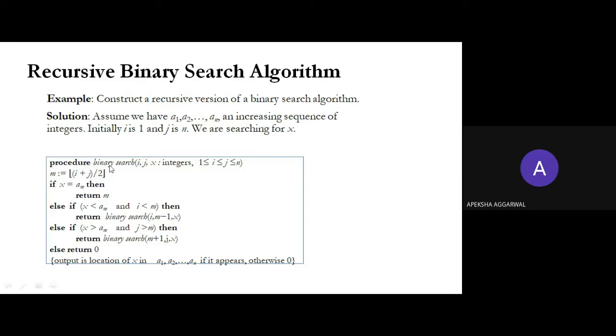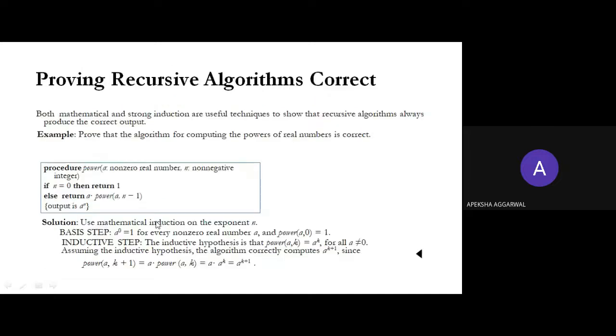So this is what is written over here. In binary search, I keep on calling i to m minus 1 and m plus 1 to j, depending on whether the number was greater than this or less than this. Okay, so this is clear to everyone.